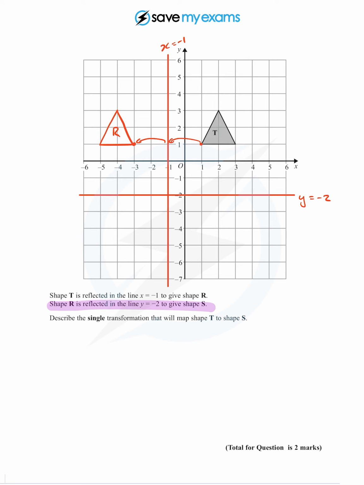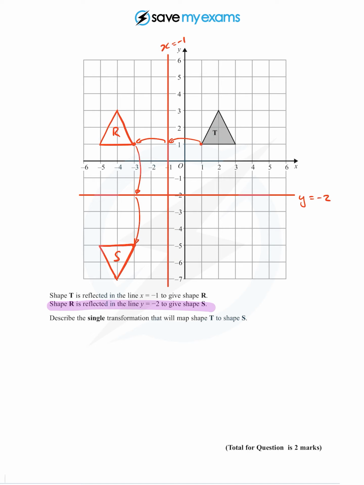And again, if I take that same corner I started with, down to the mirror line, it's gone 3 straight down to the mirror line, so 3 out the other side, as it were. And again, it's a mirror, so it's going to be upside down this time. And I get that shape there, which is S.